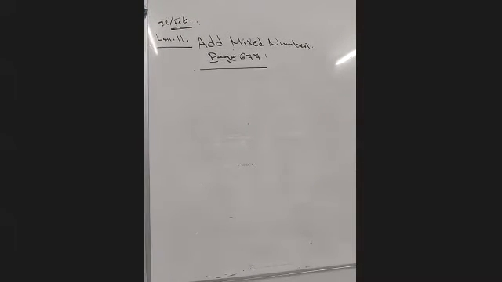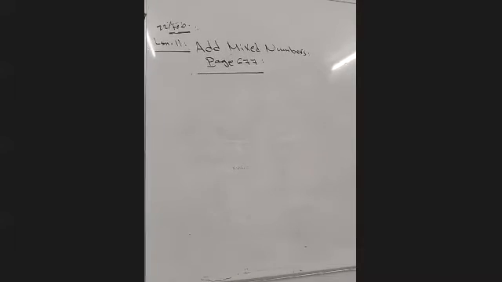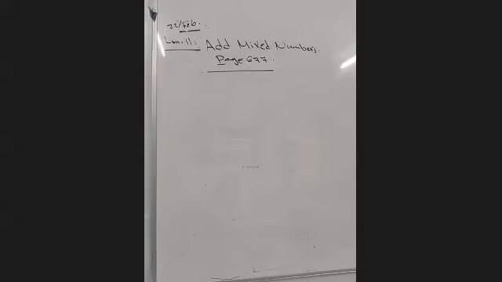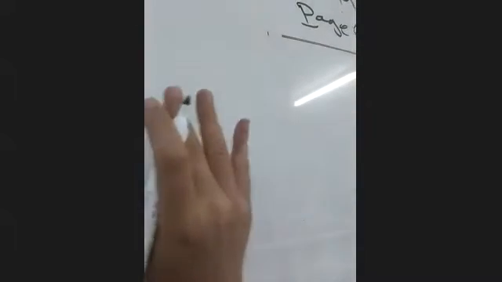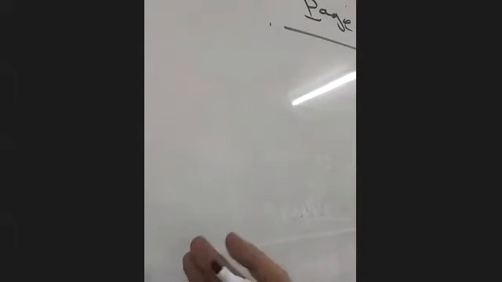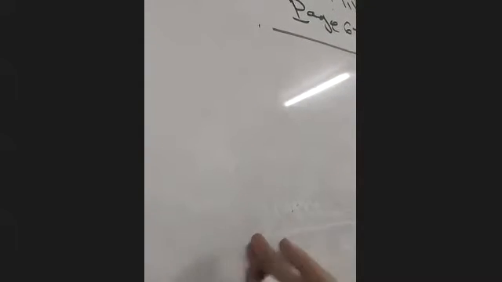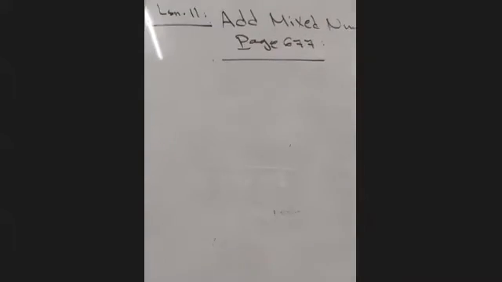Okay, guys, today, inshallah, we'll take lesson 11, add mixed numbers, page 677. Now, in the previous lesson, guys, we did adding and subtracting fractions with unlike denominators. We said the first step, we found the least common multiple of the two denominators. The second step, we make the denominators to be like the least common multiple. The third step, we add or subtract and simplify the answer to the simplest form.